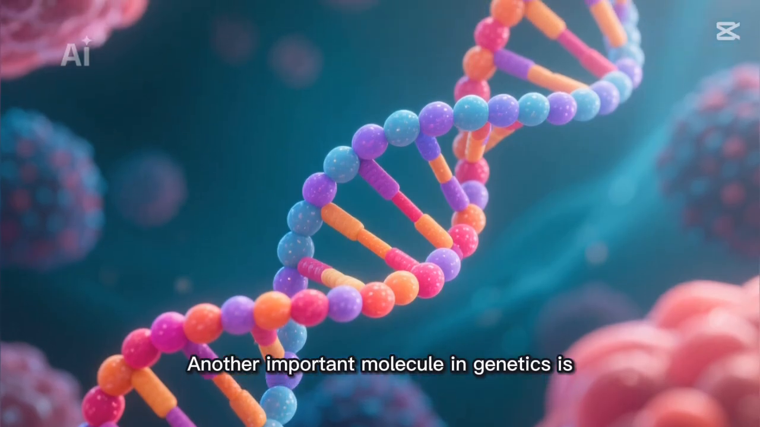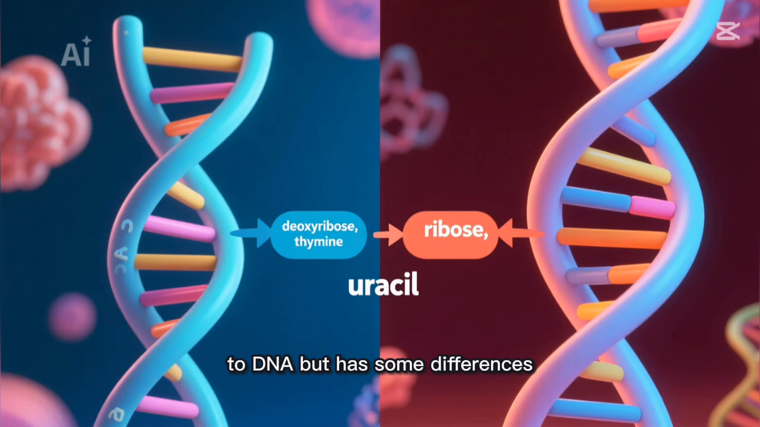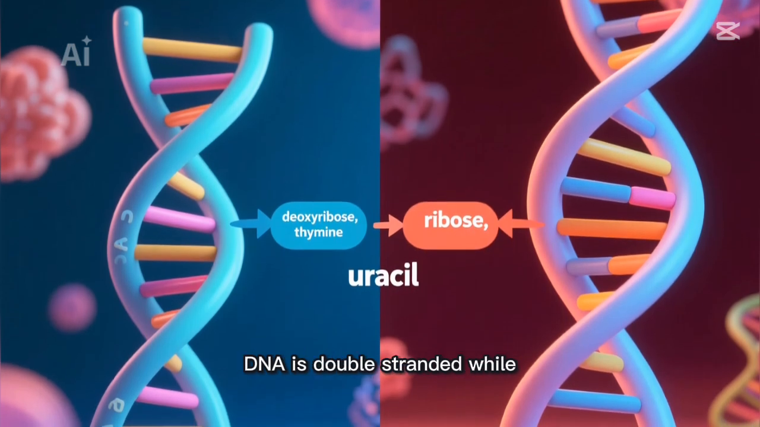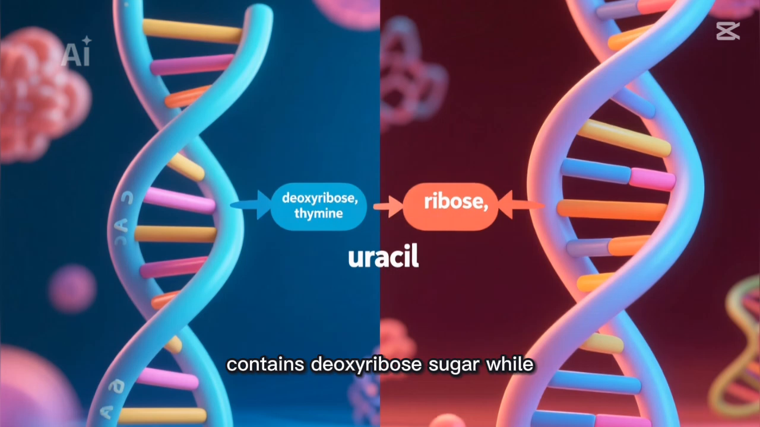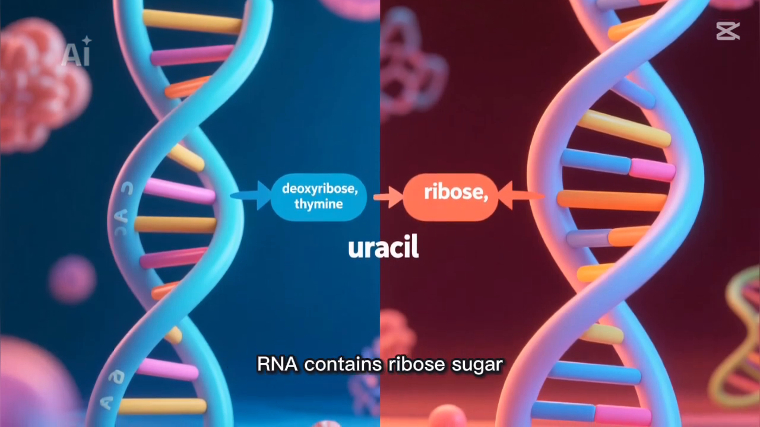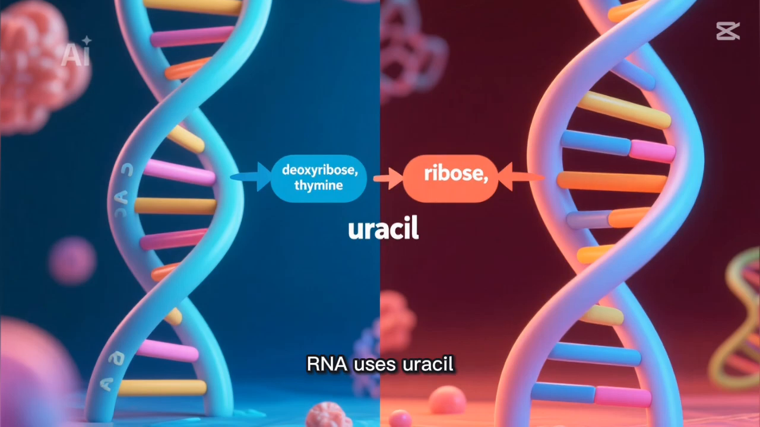Another important molecule in genetics is RNA. RNA is similar to DNA but has some differences. DNA is double-stranded while RNA is single-stranded. DNA contains deoxyribose sugar while RNA contains ribose sugar, and DNA uses thymine while RNA uses uracil.